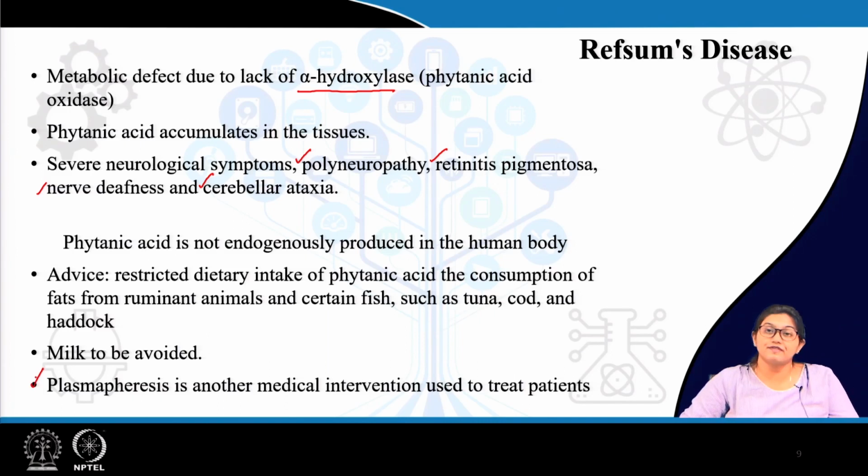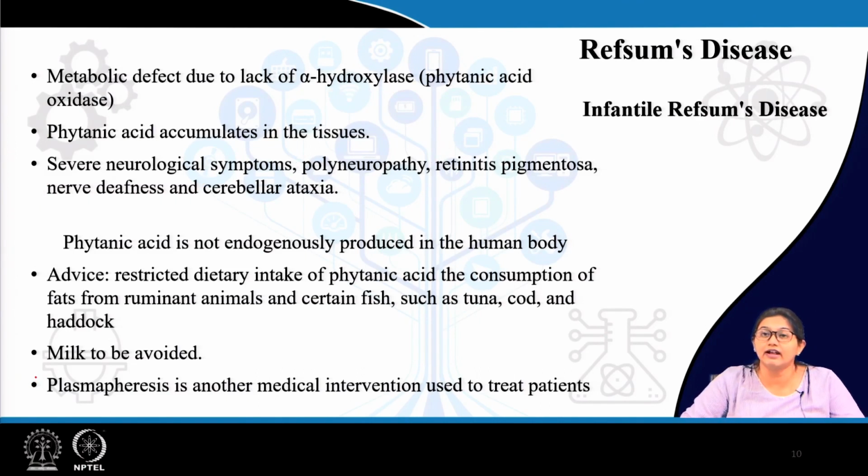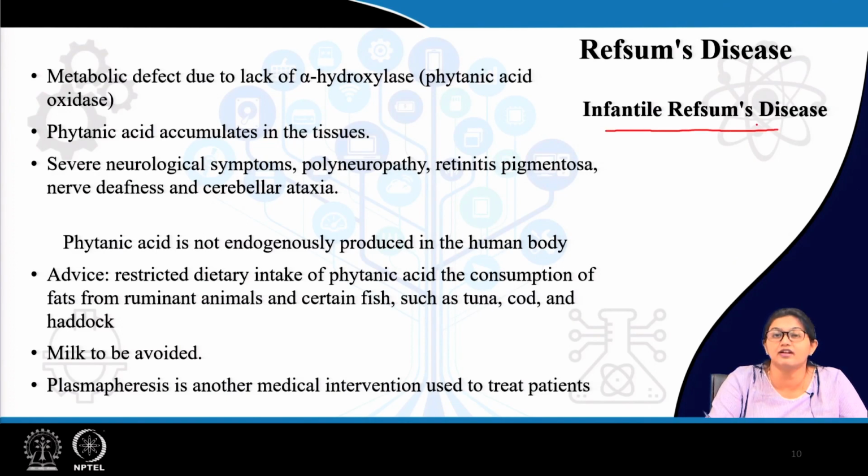So, this is Refsum's disease, but the other variant of Refsum's disease is infantile Refsum disease. Now, infantile Refsum disease is a condition where children are affected at a very early age, and their manifestations are mostly like Zellweger syndrome, where basically the peroxisome synthesis or peroxisome formation is hampered, leading to alpha oxidation defect.